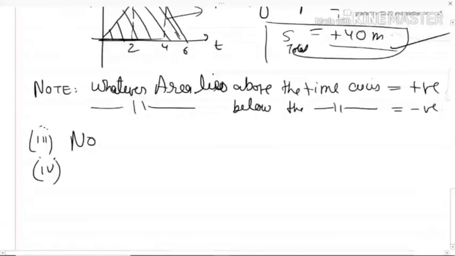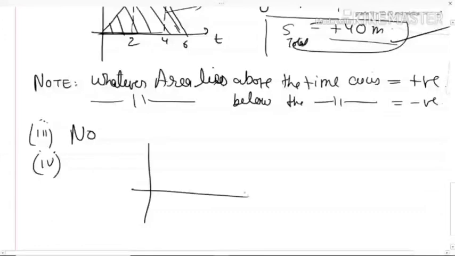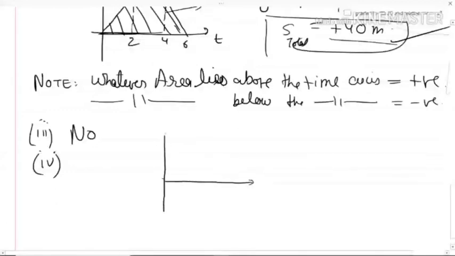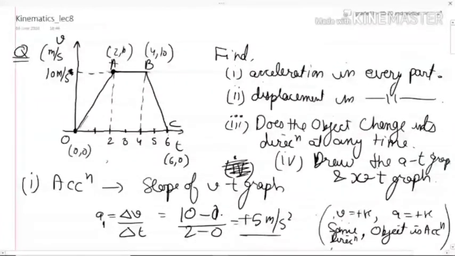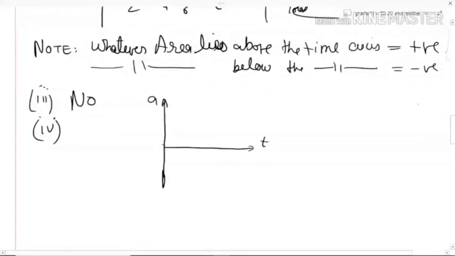Fourth part, draw the acceleration time graph. Can anyone tell me what the acceleration was from 0 to 2 seconds? The fourth part is basically to draw the acceleration time graph and the position time graph. I'm drawing the acceleration time graph first. Can anyone tell me what the acceleration is from 0 to 2 seconds? And the XT graph, position time graph.